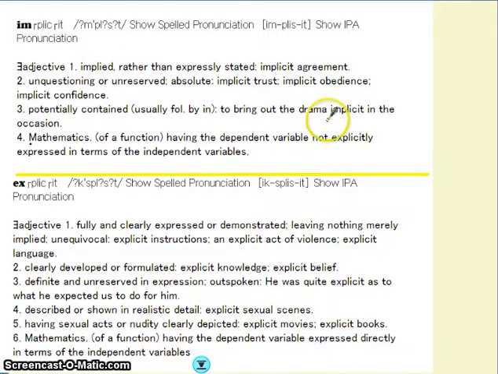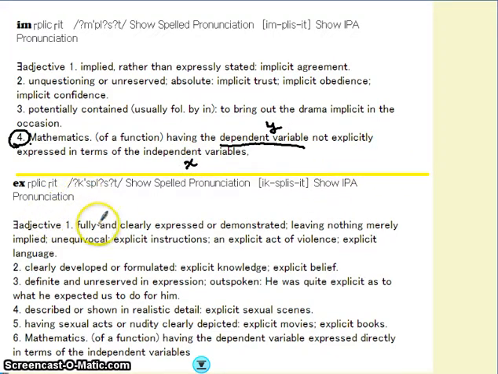Here are some definitions that I found. Implicit: implied rather than expressly stated, like an implicit agreement. Well, we're really concerned with this one, number 4, mathematics: having the dependent variable not explicitly expressed in terms of the independent variable. So your dependent is y and your independent is x. So that's something new for you.